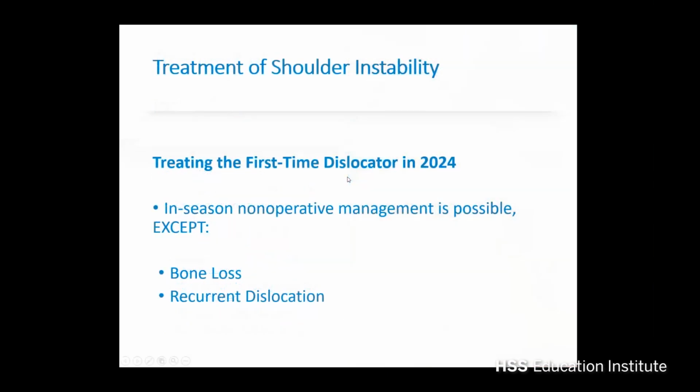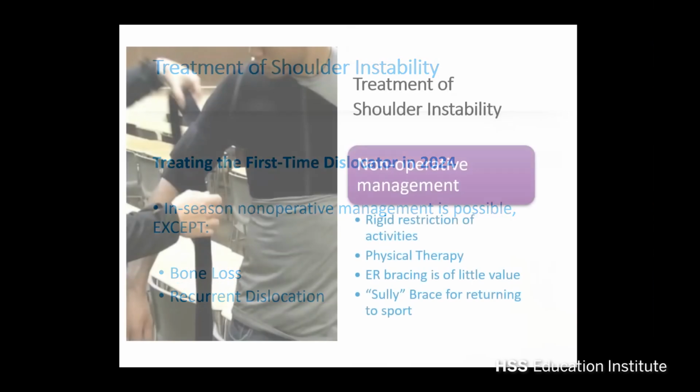So, treating the first-time dislocator. I don't want to spend too much time on this, as it gets more into the surgical side, but what I can tell you is that there are many patients who, if they're in the season and they don't have bone loss, and this is their first time dislocating, can be treated non-operatively. And so what does that look like?